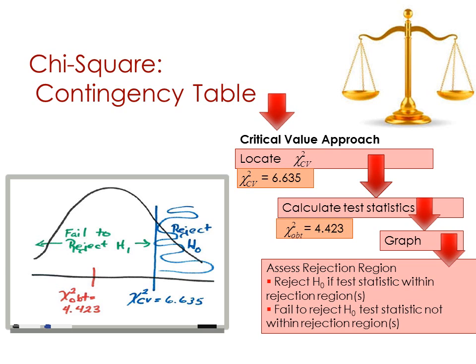Now we need to assess a rejection region. So looking at this, are we going to reject the null or do we fail to reject the null? We're going to fail to reject the null. So our chi-squared obtained is falling within the fail to reject the null region.